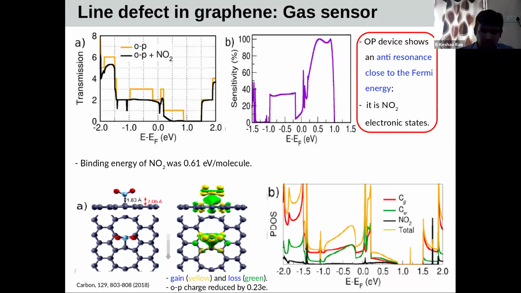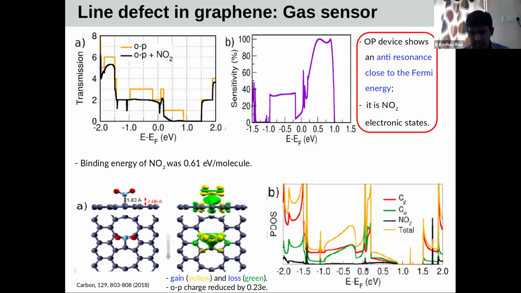So that cannot be sensed. The same is here, the charge distribution. When absorbed, the charge distribution is showing this one, and the projected density of states shows it in a similar manner. So NO2 is not contributing. The density of states of the NO2 molecule is not contributing.